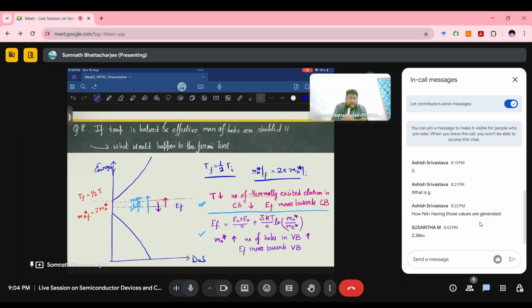So if there is a change in temperature, the effect would be much more important than the change in the effective mass of the holes. If there was a change in effective mass of the electron, that would be another major factor that would shift the Fermi level as well.